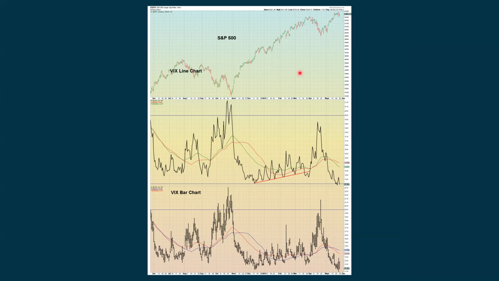When the VIX is very high, that means there's a lot of fear. When the VIX is low, that means there's not much fear in the market. I plot a line chart, which is just the closing value, and then I plot a bar chart, which is the open, high, low, close, and we're seeing very low readings with the VIX.